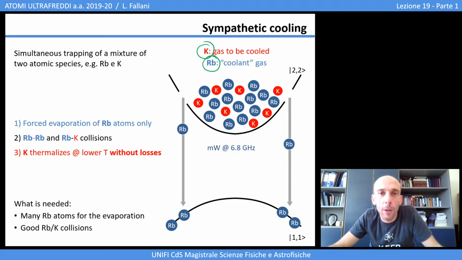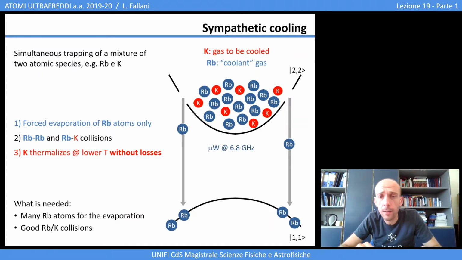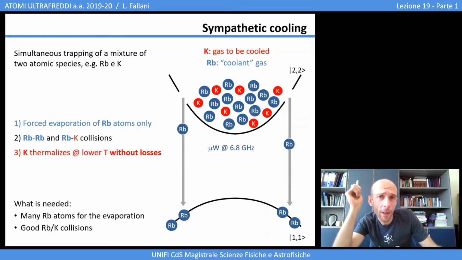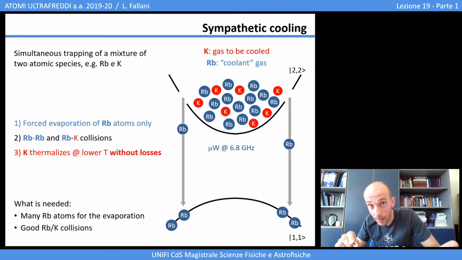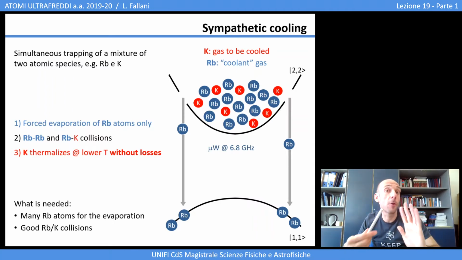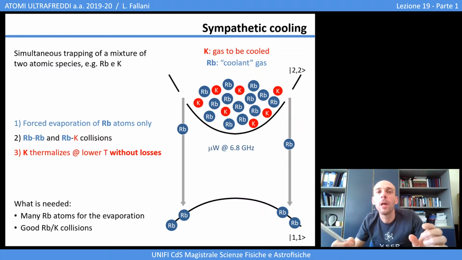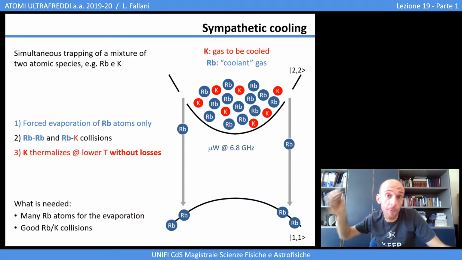And how can we do that? How is it possible to evaporate just one of the two species? There are tricks to do that, and what is shown here is a trick that you can perform by using magnetic traps. In a magnetic trap, we know that we can trap atoms only in some specific spin states. And the forced evaporation can happen if we make a spin flip transition induced by an external field that flips the spin of the atoms towards a state which is not trappable. And this is what is shown here.